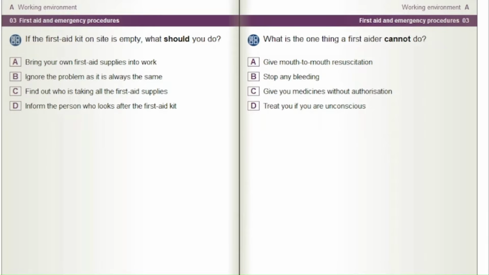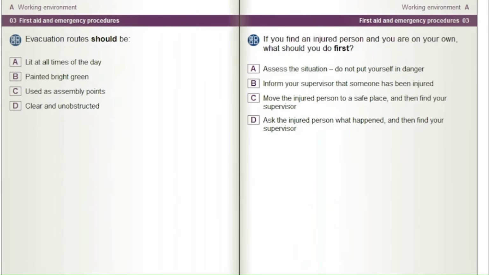What is the one thing a first aider cannot do? Give mouth-to-mouth resuscitation. Stop any bleeding. Give you medicines without authorization. Treat you if you are unconscious. Evacuation routes should be lit at all times of the day, painted bright green, used as assembly points, clear and unobstructed.